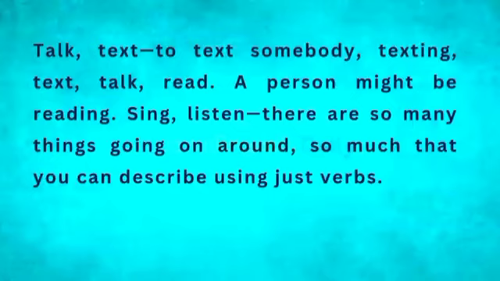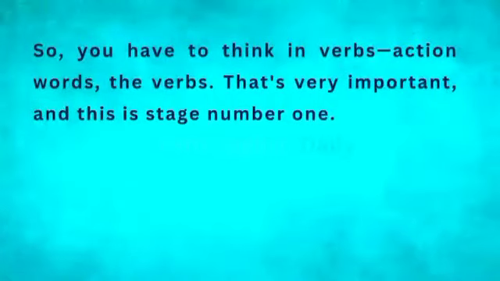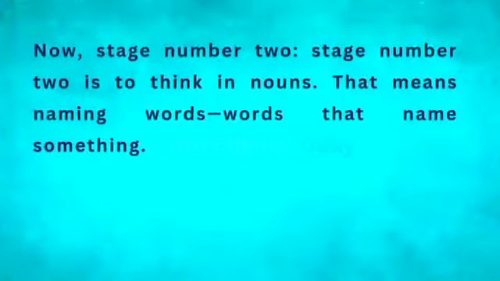There are so many things going on around, so much that you can describe using just verbs. So, you have to think in verbs, action words, the verbs. That's very important. And this is stage number 1. Now, stage number 2. Stage number 2 is to think in nouns. That means naming words, words that name something.